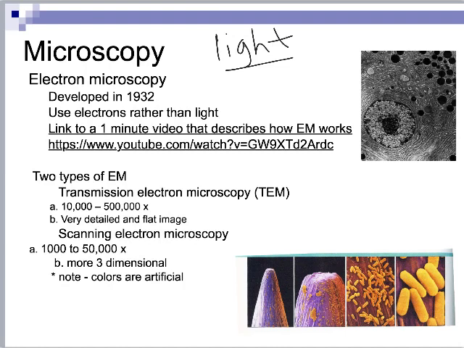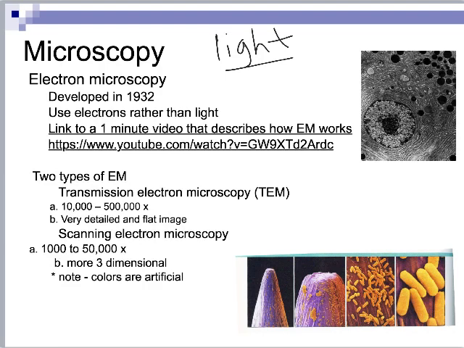Not light microscopy, electron microscopy was developed in 1932. With it, instead of using light to observe the object, what we use are electrons. So you have to have a source of electrons. Here are 2 links to videos that describe how electron microscopy works. I'll let you guys click on those.